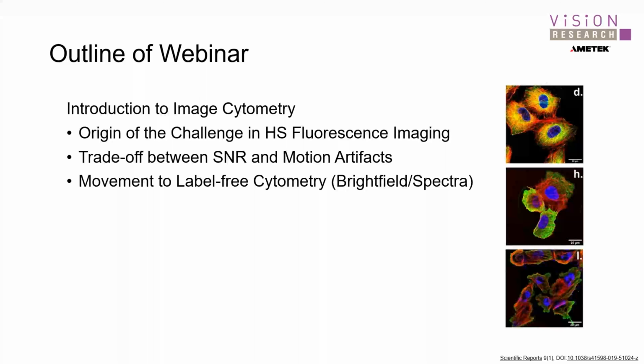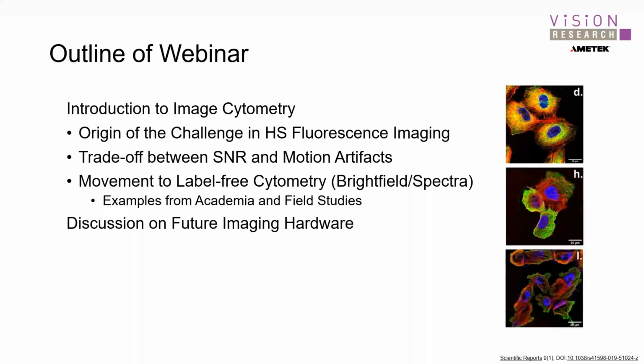Then we're going to talk about a movement in academia, away from labeling and toward label-free cytometry, involving the use of bright field imaging and spectroscopy. I'm going to give some examples from the academic literature from the past decade or so. I'm also going to talk about the future of imaging hardware and how some of the new hardware elements are going to overcome some of the challenges that people face today.